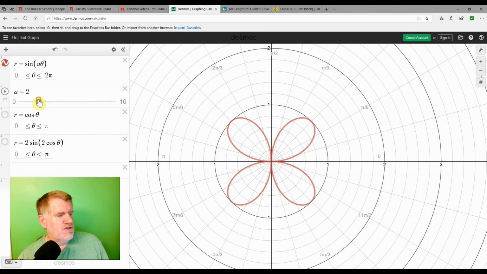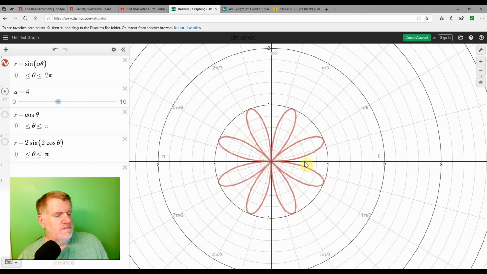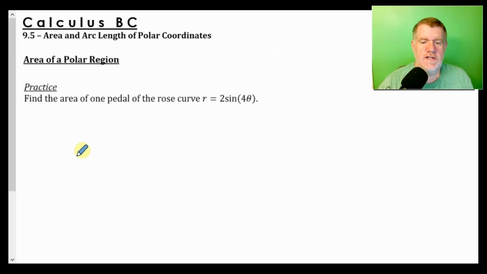So it's all about its travel. And when you have 3, notice when you have an odd number, the number of petals is the same as the a value. When it's an even number, you have double the petals. Alright, now how do we find the area of one petal of this rose curve?